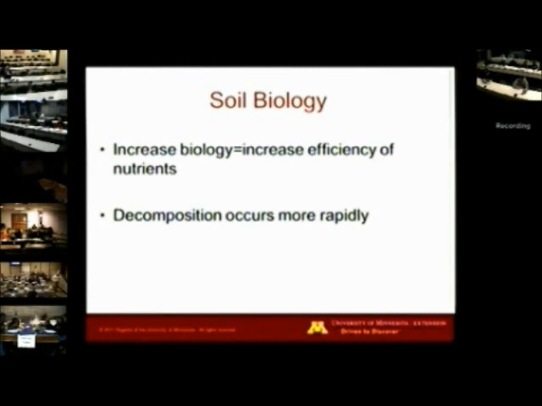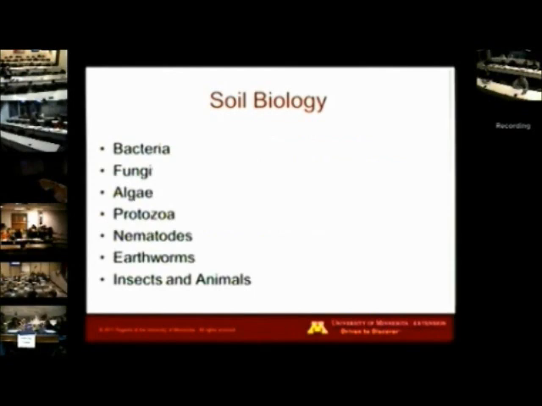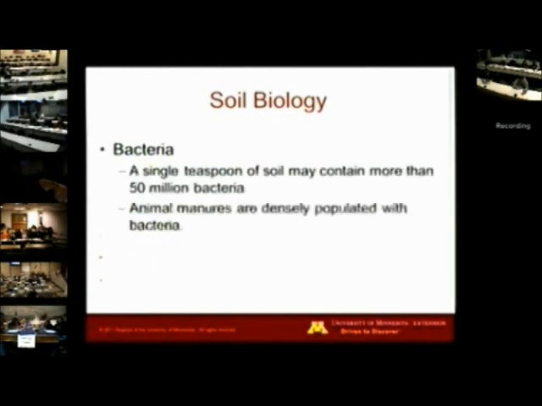Soil biology. Of course, increasing biology is going to increase the efficiency of nutrients, and decomposition is going to occur more rapidly. And when we get into composting, we'll talk a little bit more about soil biology. Basically, the more microorganisms present in the soil, the greater the rate of decomposition. Some of what's in our soil: bacteria, fungi, algae, protozoa, nematodes, earthworms, insects, and various other animals. One interesting tidbit: a single teaspoon of soil may contain more than 50 million bacteria, and animal manures are densely populated with bacteria.